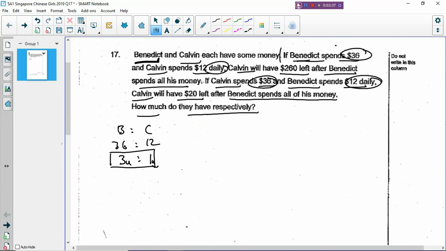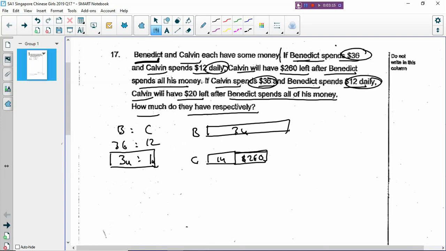If Benedict spent $36 and Kelvin spent $12 daily, Kelvin will have $260 left after Benedict spent all his money. So Benedict must have spent all his money, which is 3 units. And Kelvin will have $260 left after Benedict spent all his money. So Kelvin must have spent 1 unit. Does the question tell me who has more money at first? We are not sure, so we can assume. We can just draw anyhow. So Kelvin must have spent 1 unit, and then he will have $260 left.